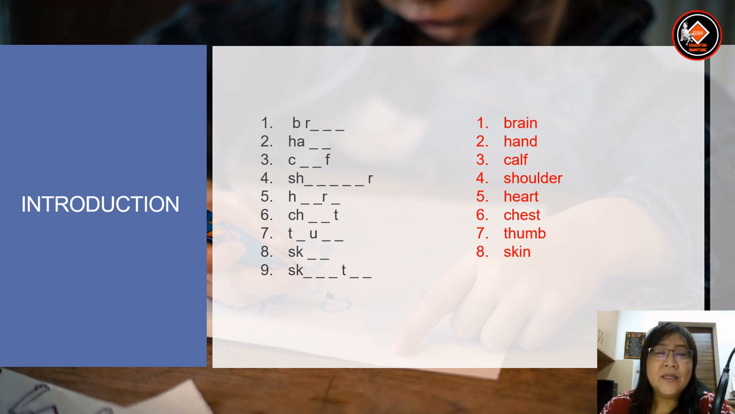And the last one, 9, SK, 3 blanks, and then you have another word T and 2 blanks. So the answer is skeleton. Okay, so here you have 9 words. They are related to the body.